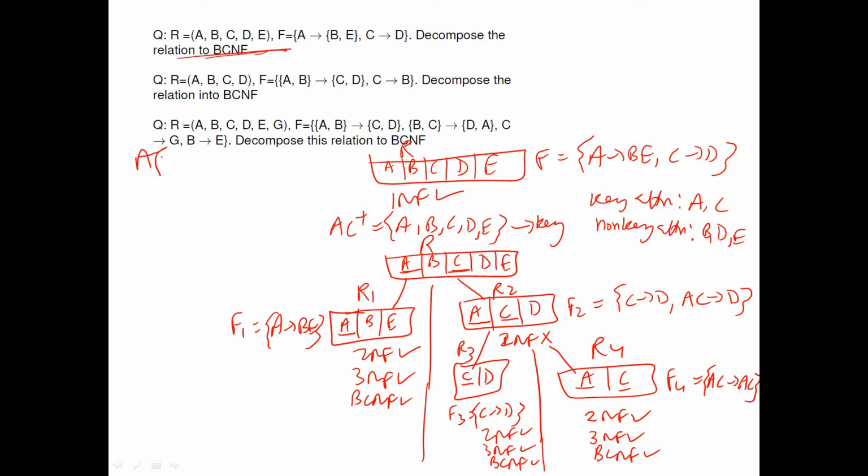So after BCNF, I am getting the tables R1 containing A, B, E, where A is the key, R3 containing C, D, where C is the key, and R4 containing AC, where AC is the composite key, right? So this problem is resolved. Okay, let's see another problem, the second problem.